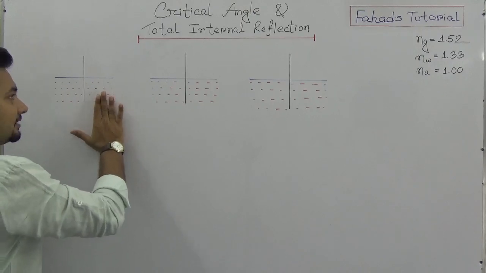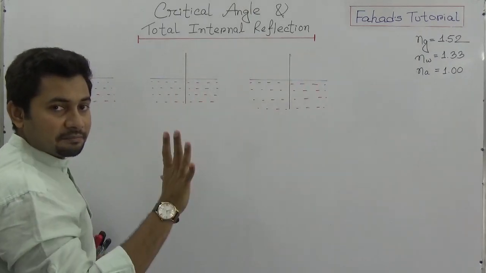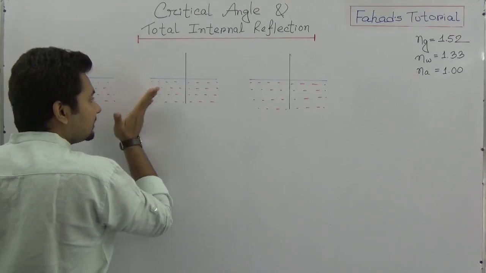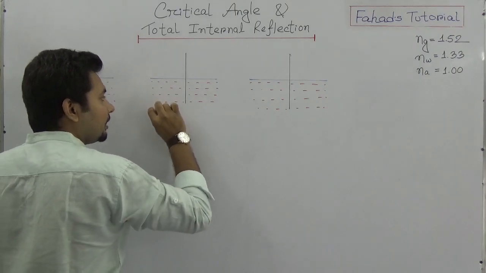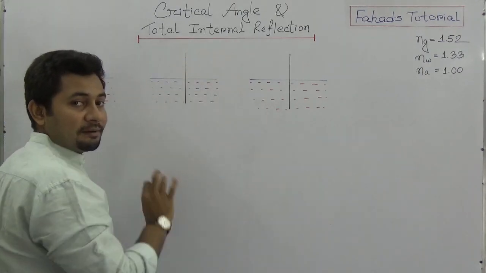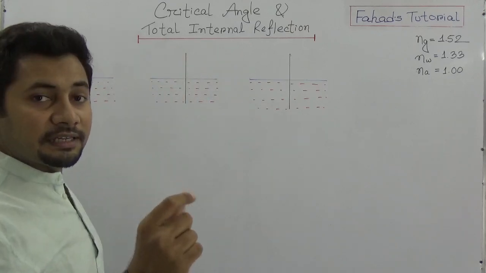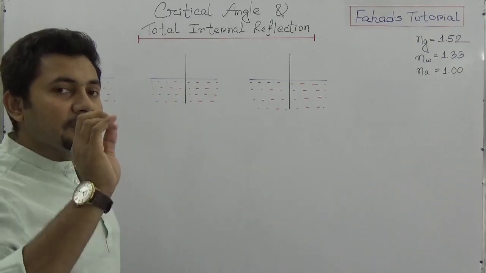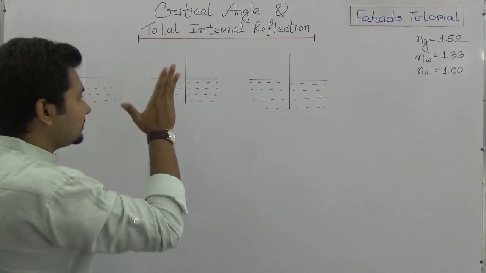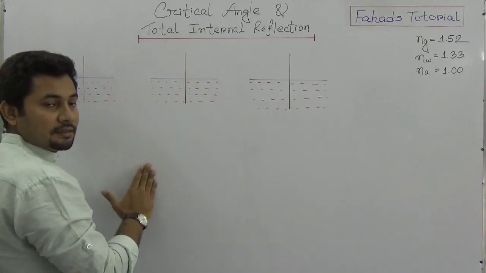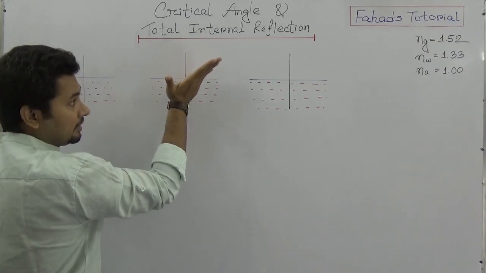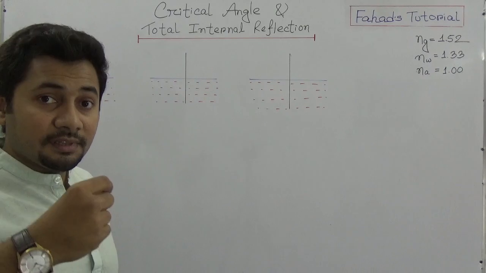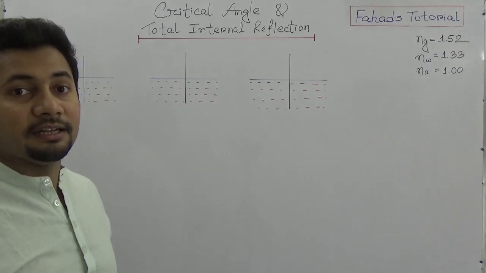So see, this is water and this is air. Just imagine that light is falling in an inclined position from water to air. As air is comparatively a rarer medium than water, we know that water is the denser medium. So when light is incident from denser to rarer, the refracted ray bends away from the normal. So the refraction angle is bigger than the angle of incidence.